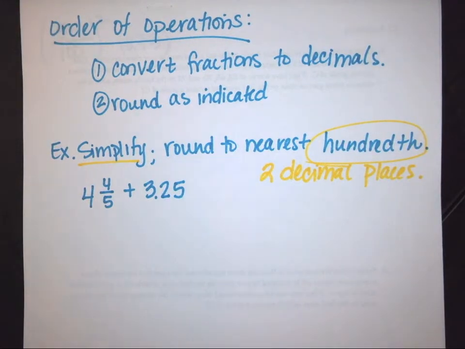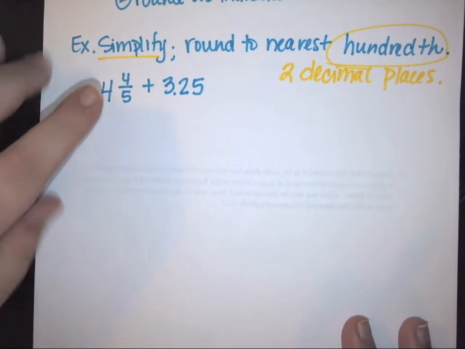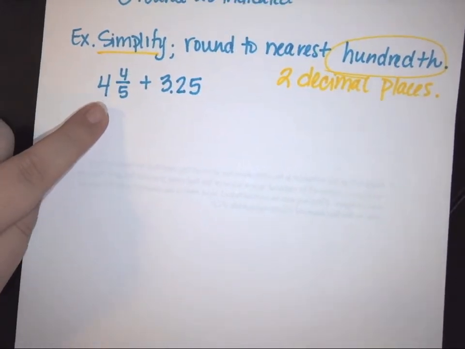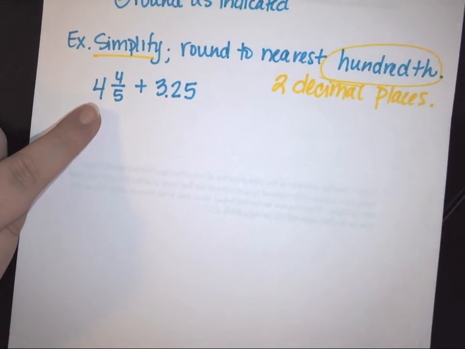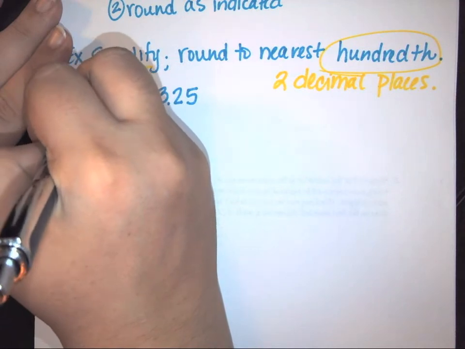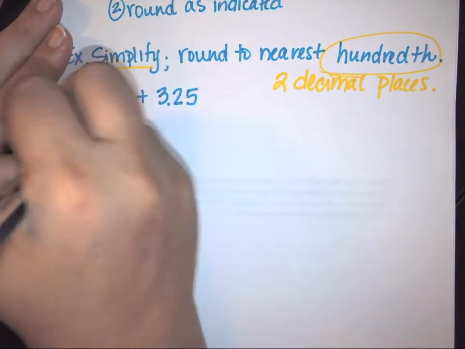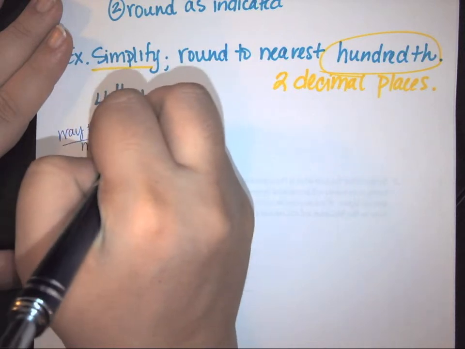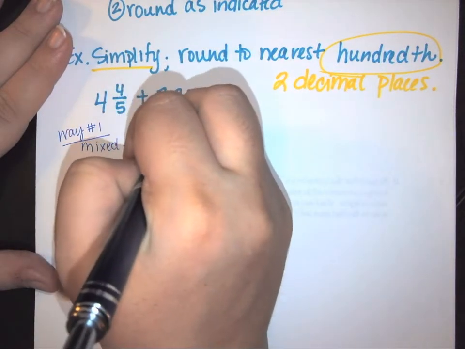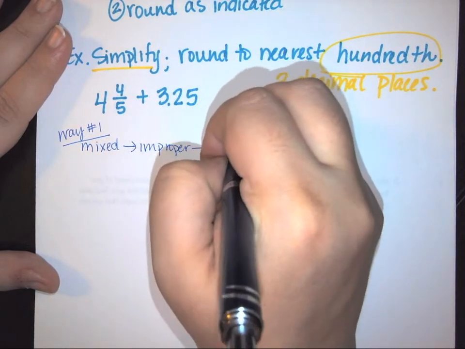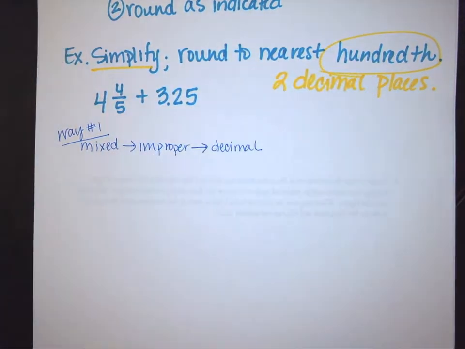Okay. So the first thing that you need to do is we need to look and see what kind of fractions we have. And so here we have a mixed number. So in order to convert this over to a decimal, we have two different ways that we can do it. The first way is that we're going to go from mixed into the improper and then into your decimal form.